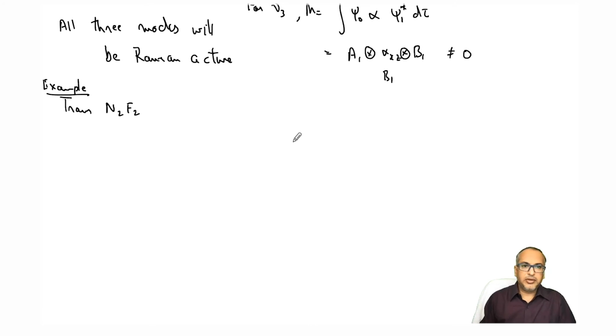In this case, I'll tell you why we are discussing this example. So let's draw the structure. Now the point group here is C2h. You should be able to calculate that by now.